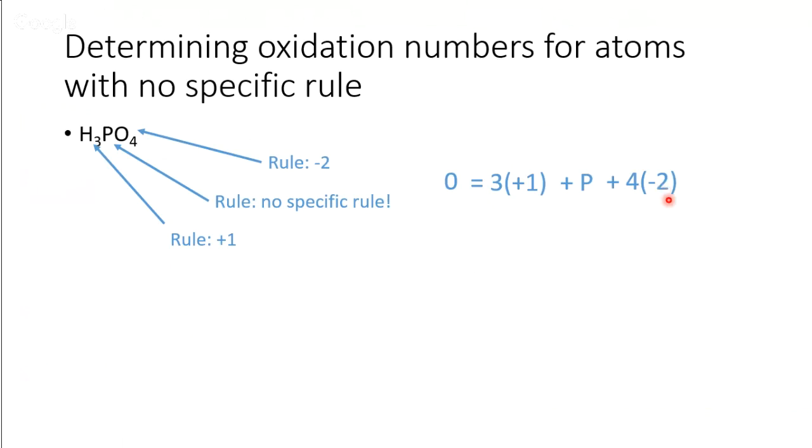Now we solve the equation to find the oxidation number of phosphorus. And so if we simplify, we find this. And then solving for phosphorus, we find that phosphorus has an oxidation number of +5.